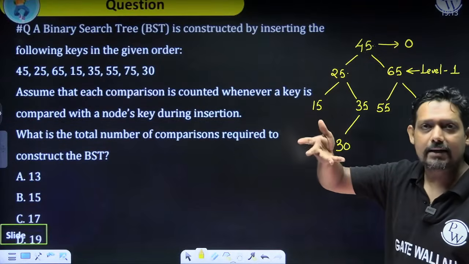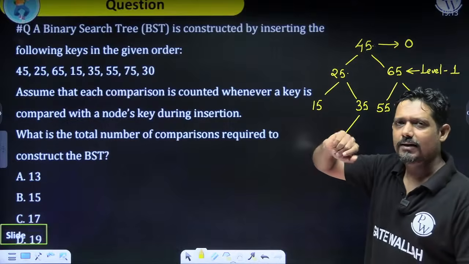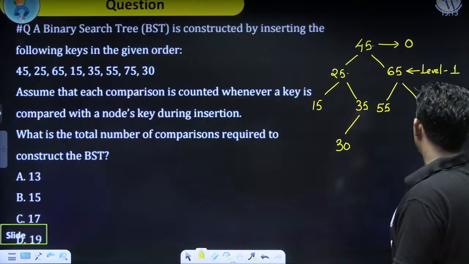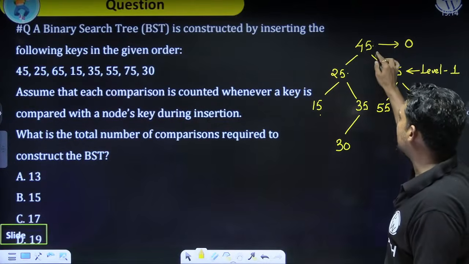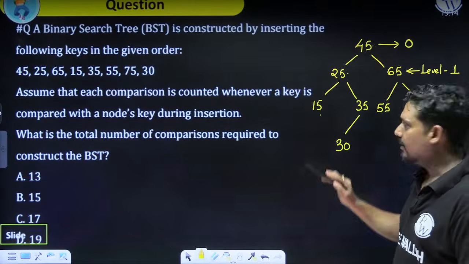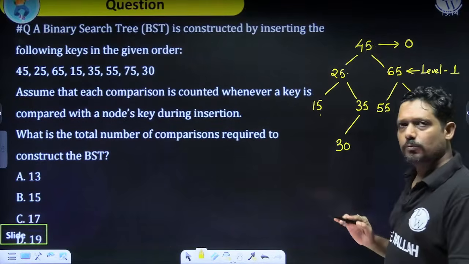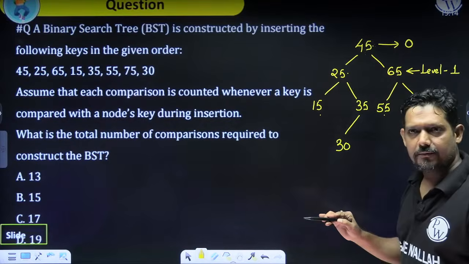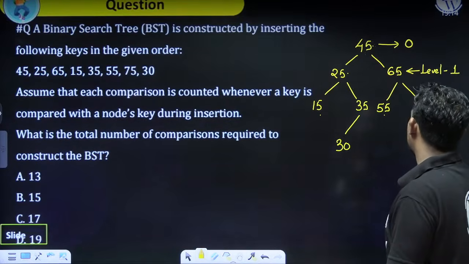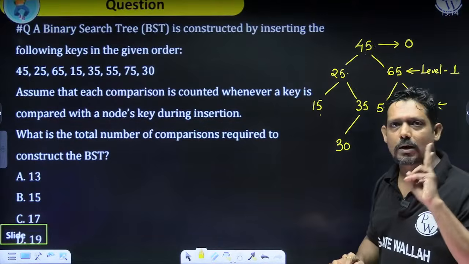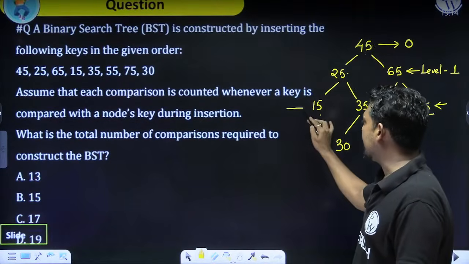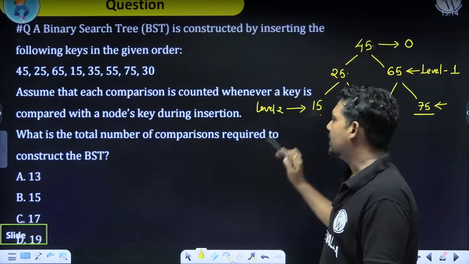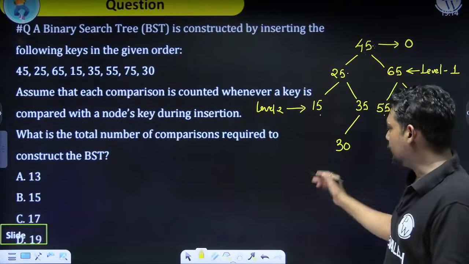All the nodes of the same depth, or same height, though height is not a proper term, but you can say that right now. When you come to this level, 15 will be compared with 45 and 25, 35 will also be compared with both elements, 55 compared with 45, 65 and 75 will also be compared with 45 and 65. So two comparisons. Every element at level 2 required two comparisons. So first level, no comparison.